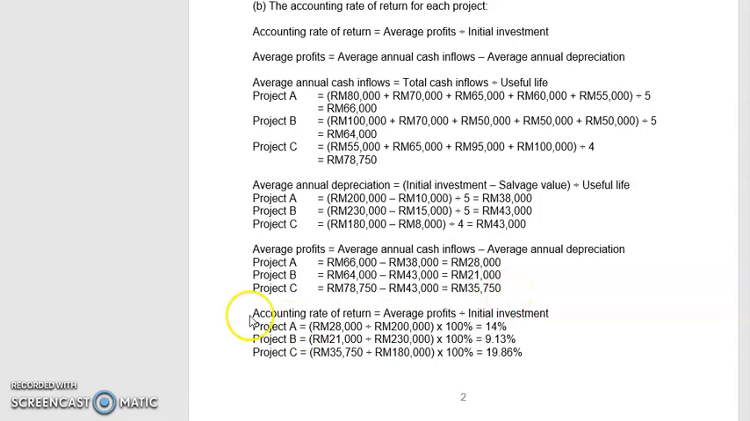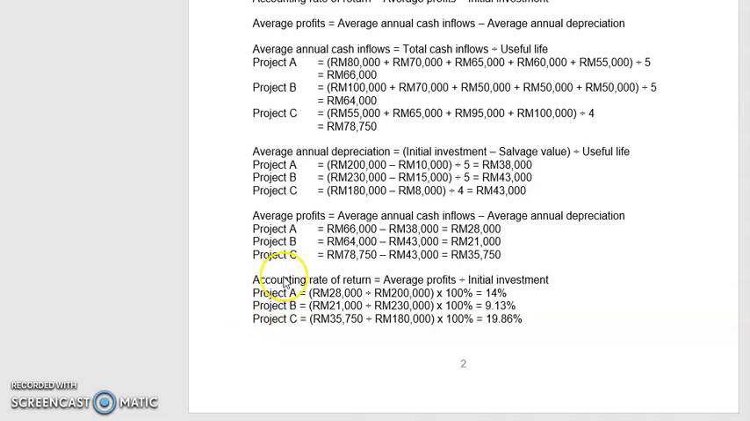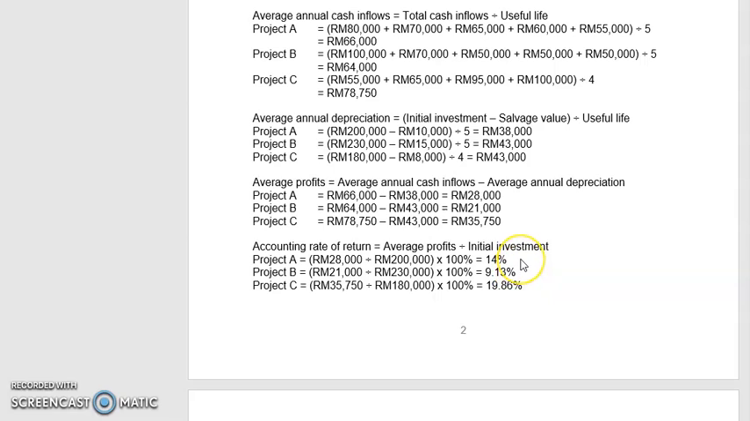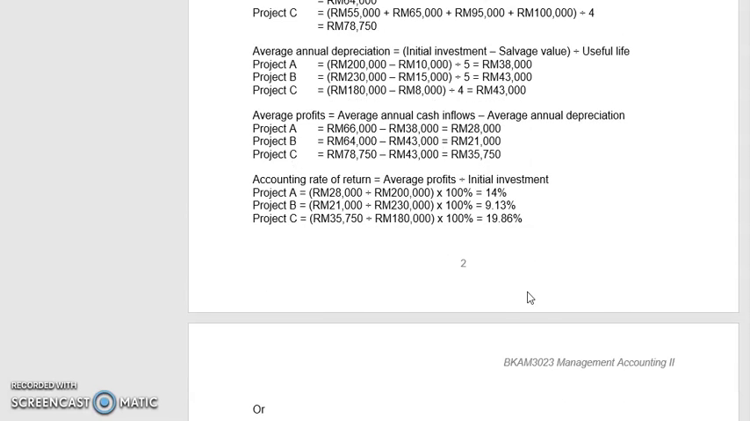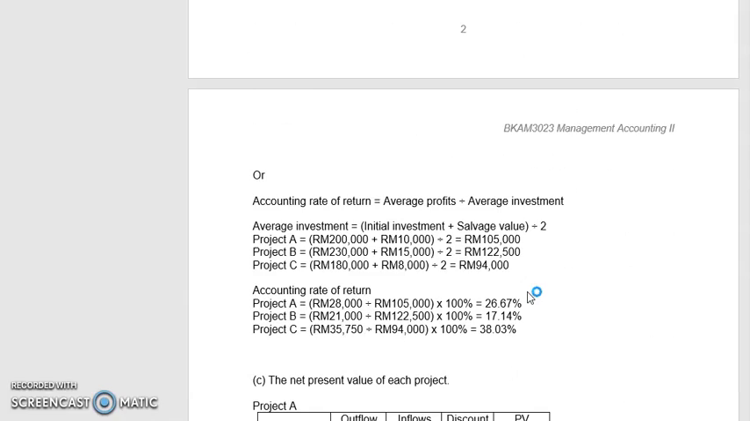So the accounting rate of return, that is average profit divided by initial investment. So we get 14% for project A and 9.13% for project B and 19.86% for project C. Okay, or you also can do it like this.